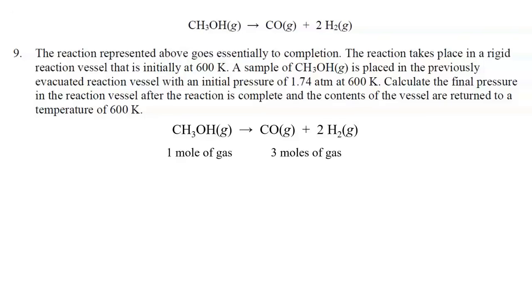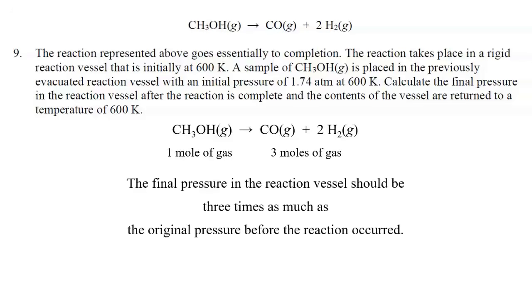So if we are increasing the number of particles of gas by a factor of 3, that means we're going to increase the pressure in the container by a factor of 3. So the final pressure in the reaction vessel, when this reaction is complete, will be 3 times as much as the original pressure before the reaction occurred. So if 1.74 atmospheres was the initial pressure, the final pressure should be 1.74 times 3, and our answer to number 9 is 5.22 atmospheres.